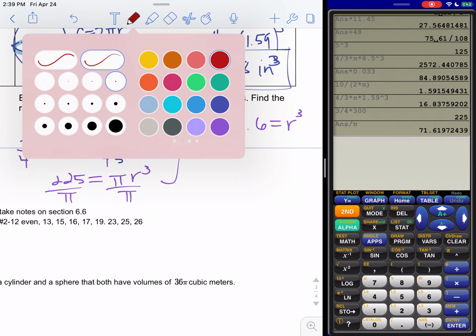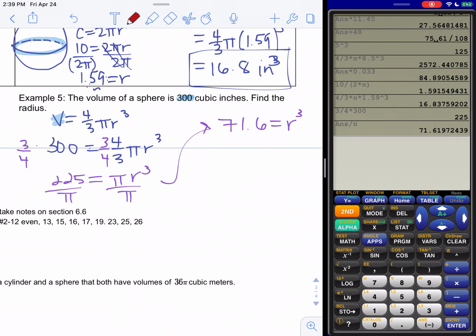So remember, if this was 71.6 equals r squared, we would take the square root. But to get rid of the cubed, we're going to take the cube root. So hanging out on our calculator, we have a couple of different ways to deal with it, depending on what calculator you're using. Well, regardless, we're going to take the cube root. Okay, so divide it into 3 equal pieces. So something times itself times itself equals 71.6.